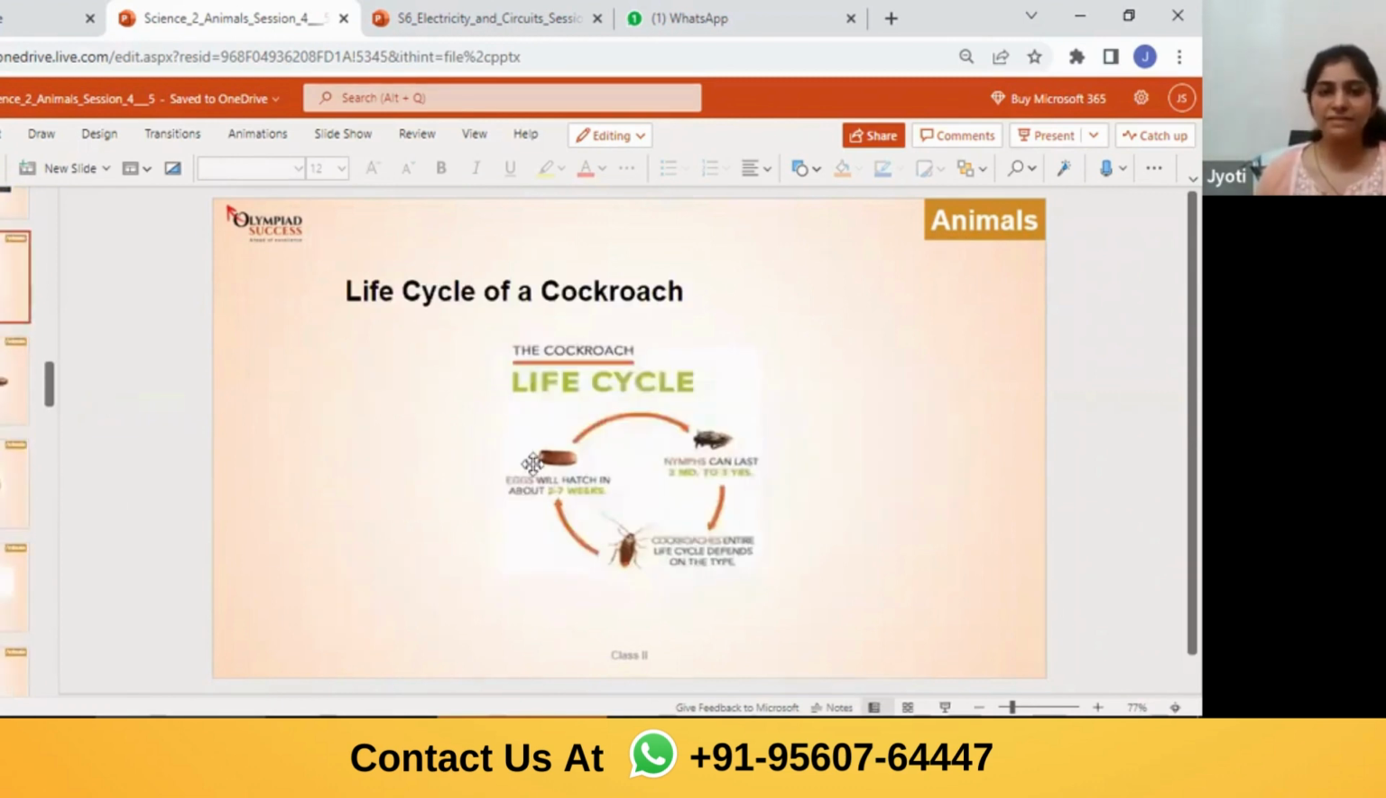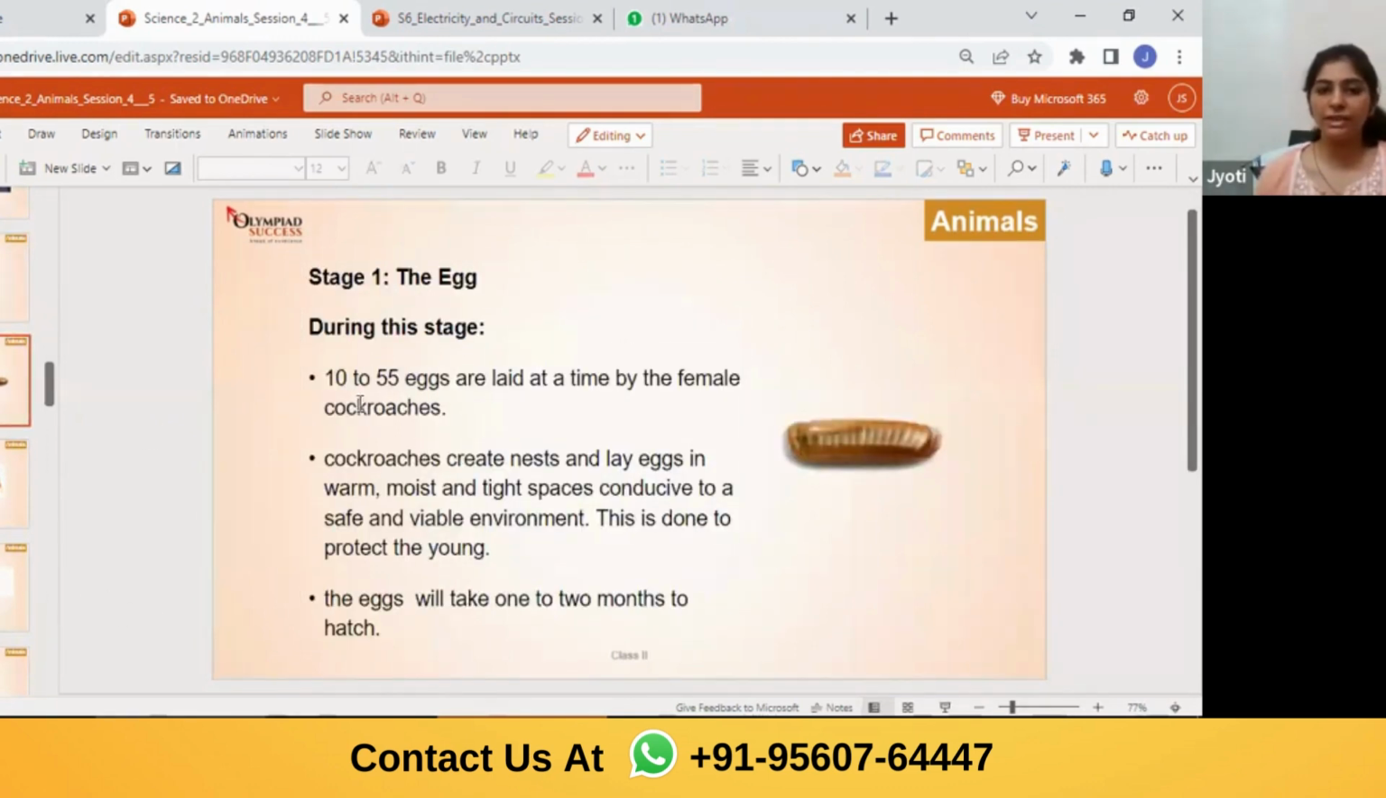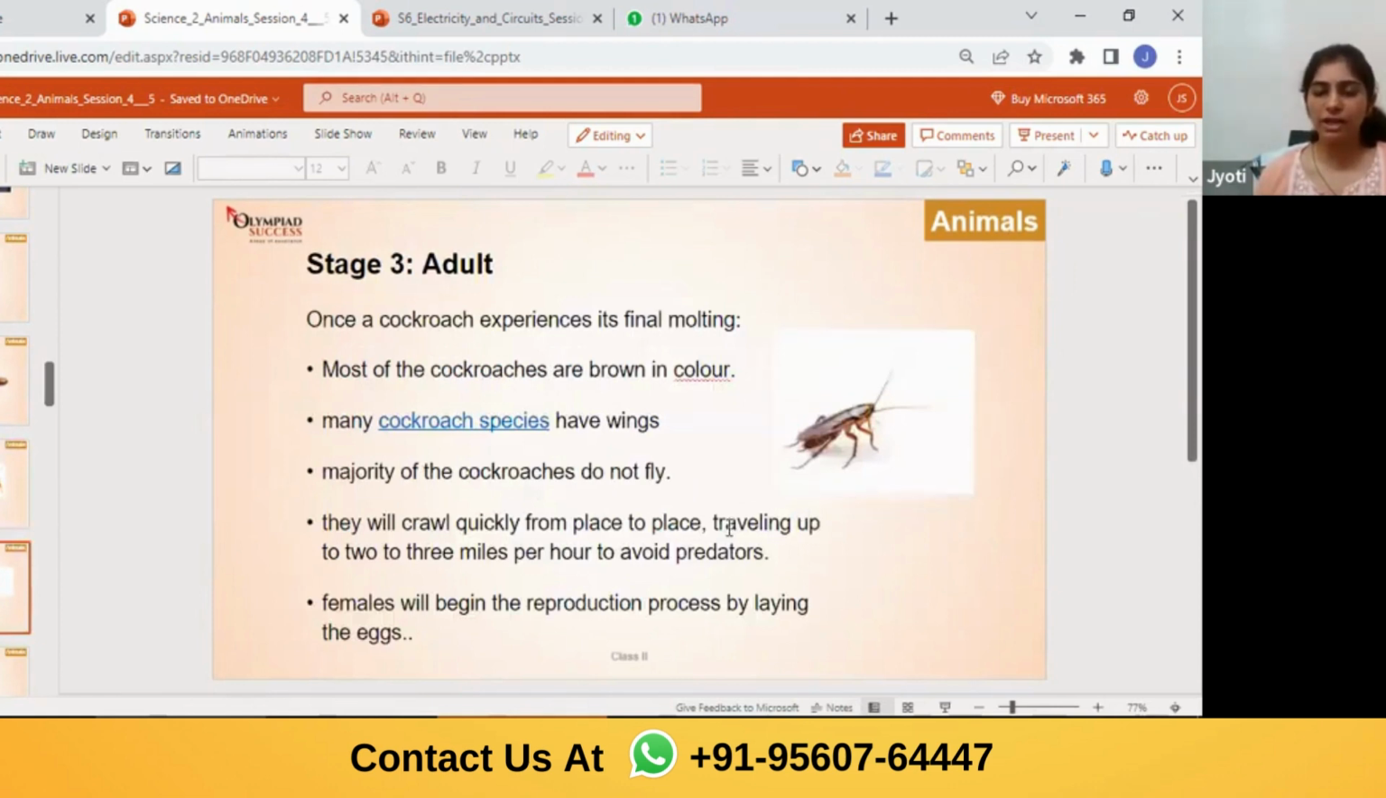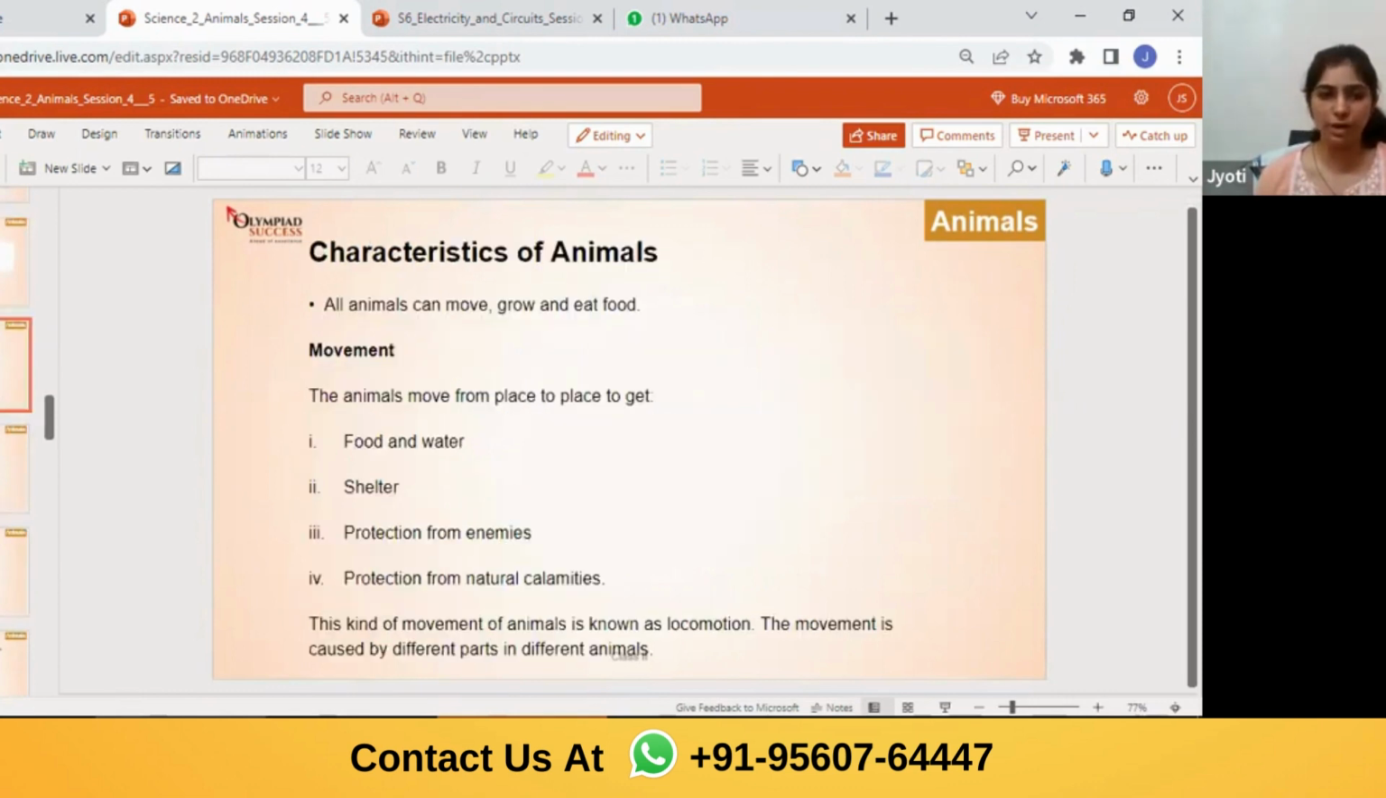Then we have seen the life cycle of a cockroach, which again is a 3-stage life cycle like the grasshopper: egg, nymph, and the adult cockroach. Clear? So 10 to 55 eggs are laid by the female, and you should know the time period and all that. Then the nymph is light brown in color. When it matures into an adult cockroach, it becomes dark brown in color. Again, it is molting and maturing. Adult is dark brown in color. Some cockroaches can fly, they have wings, and some usually crawl from one place to another.